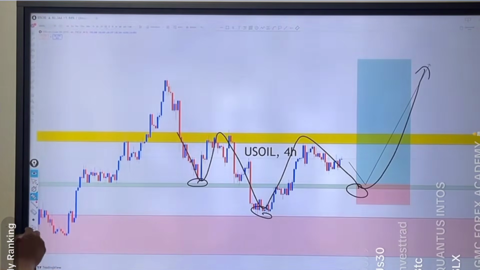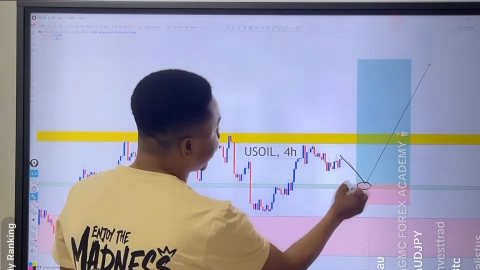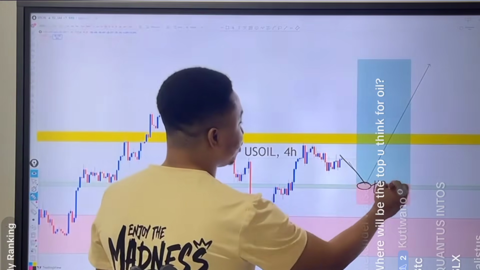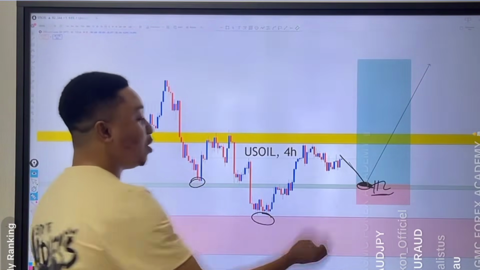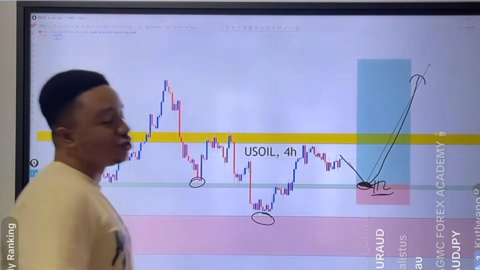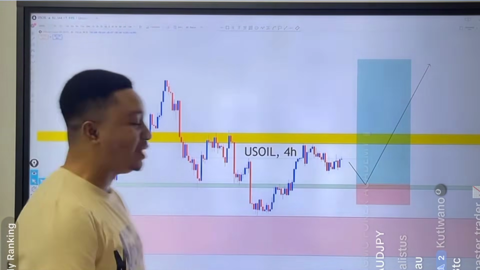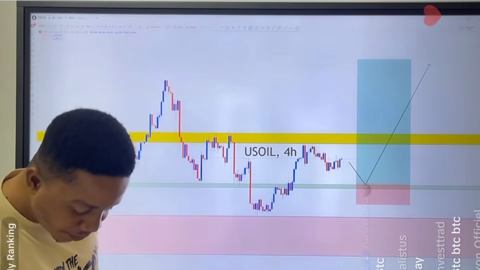So immediately sellers are able to push price down to complete daily retest to form or complete the head and shoulders. We come in with what? Entry confirmation, candle confirmation as well, and then we buy over to the upside. So US oil, this is also our full and complete technical analysis. Let's go to the next pair.